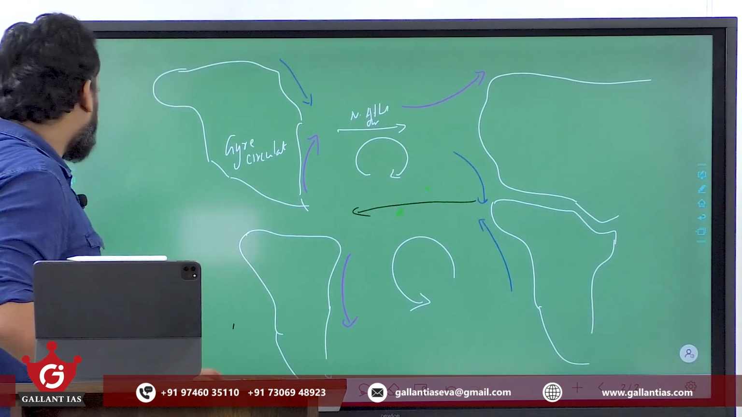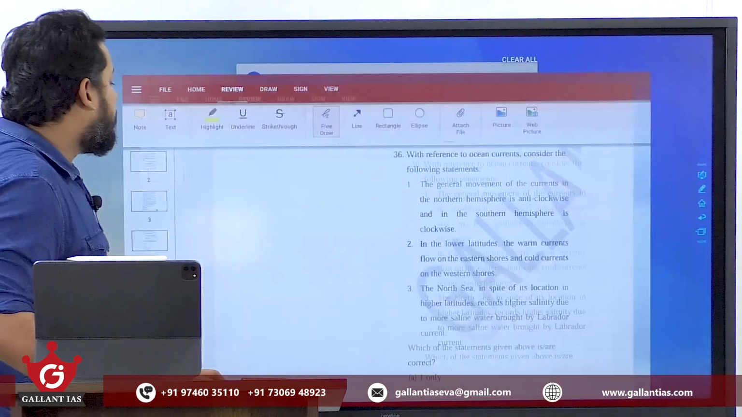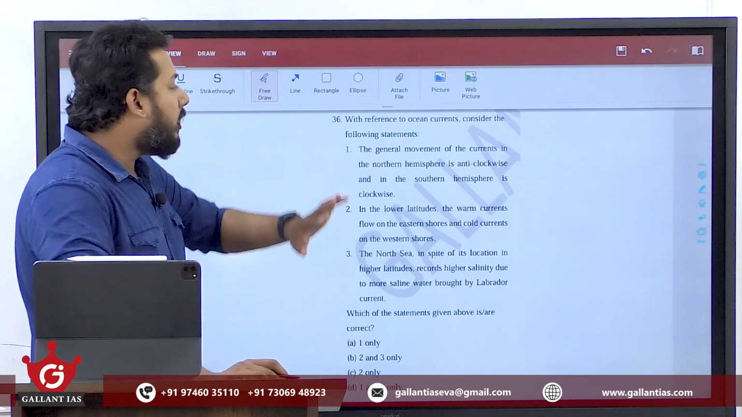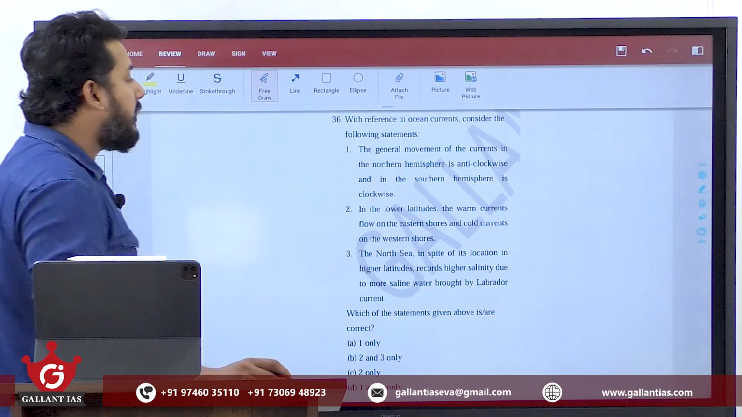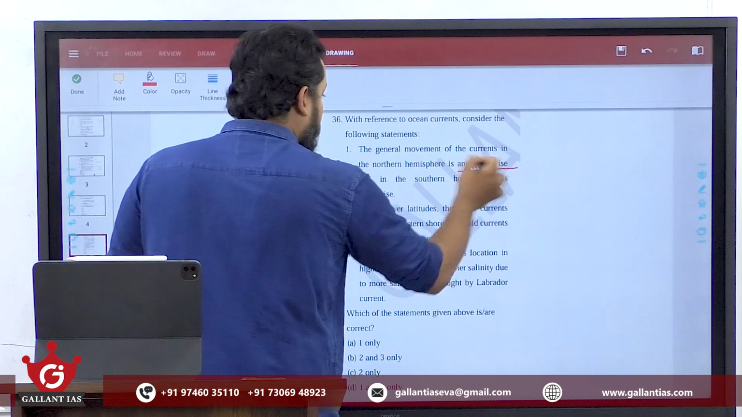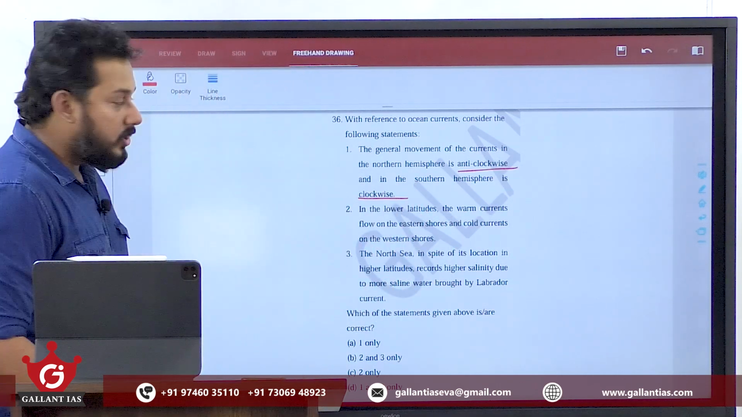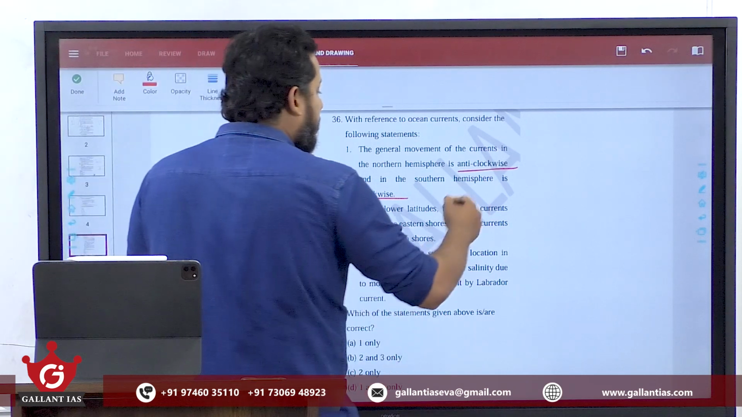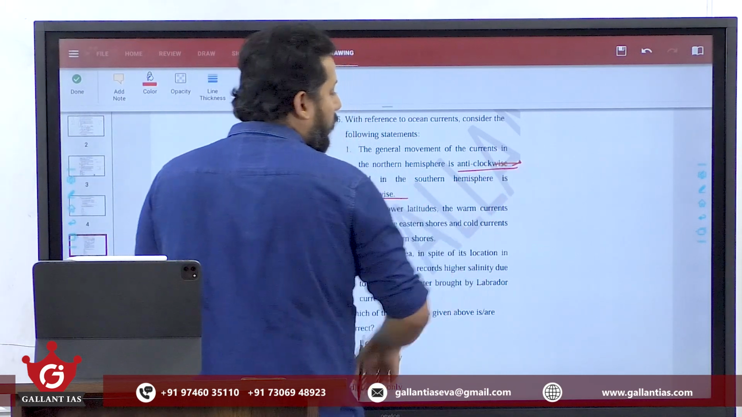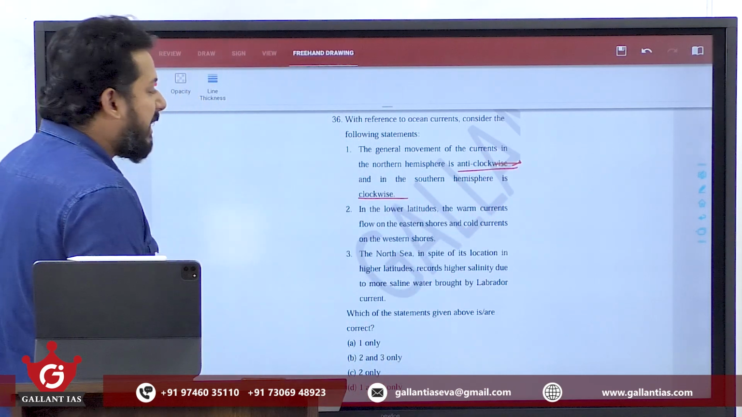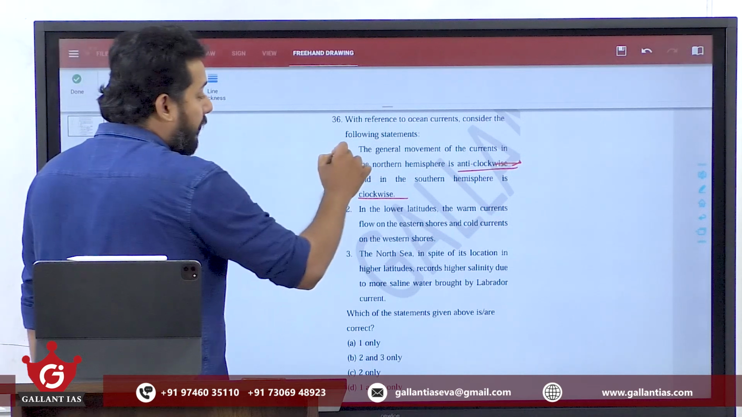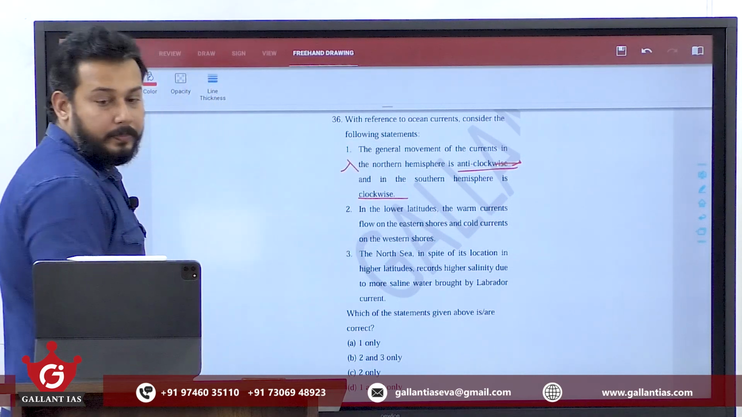So if you see the question statement 1, it says that the general movement of currents in northern hemisphere is anti-clockwise, and in southern hemisphere is clockwise. No, we have seen the general movement of the currents in northern hemisphere is clockwise, not anti-clockwise, and southern hemisphere is anti-clockwise. So the first statement is wrong.